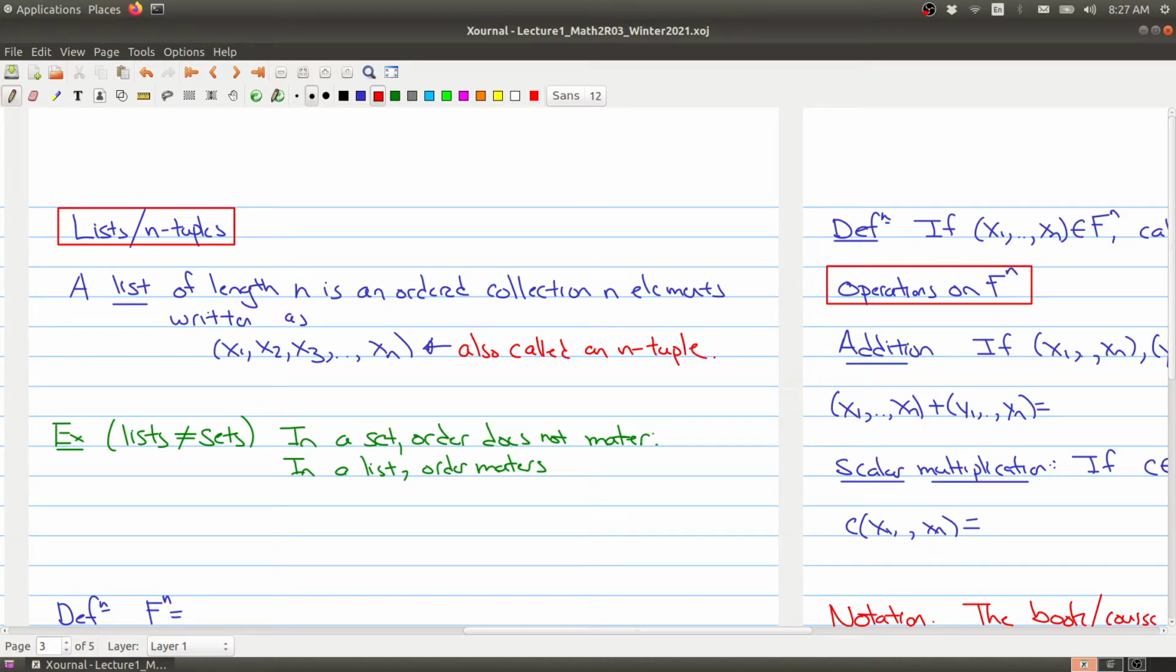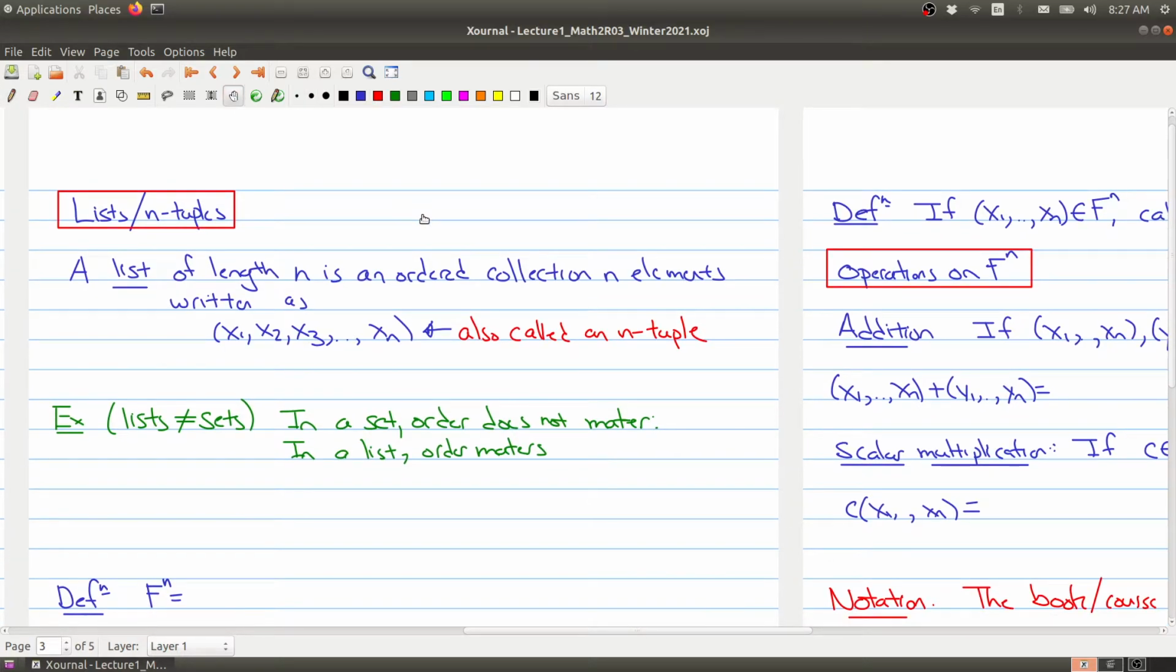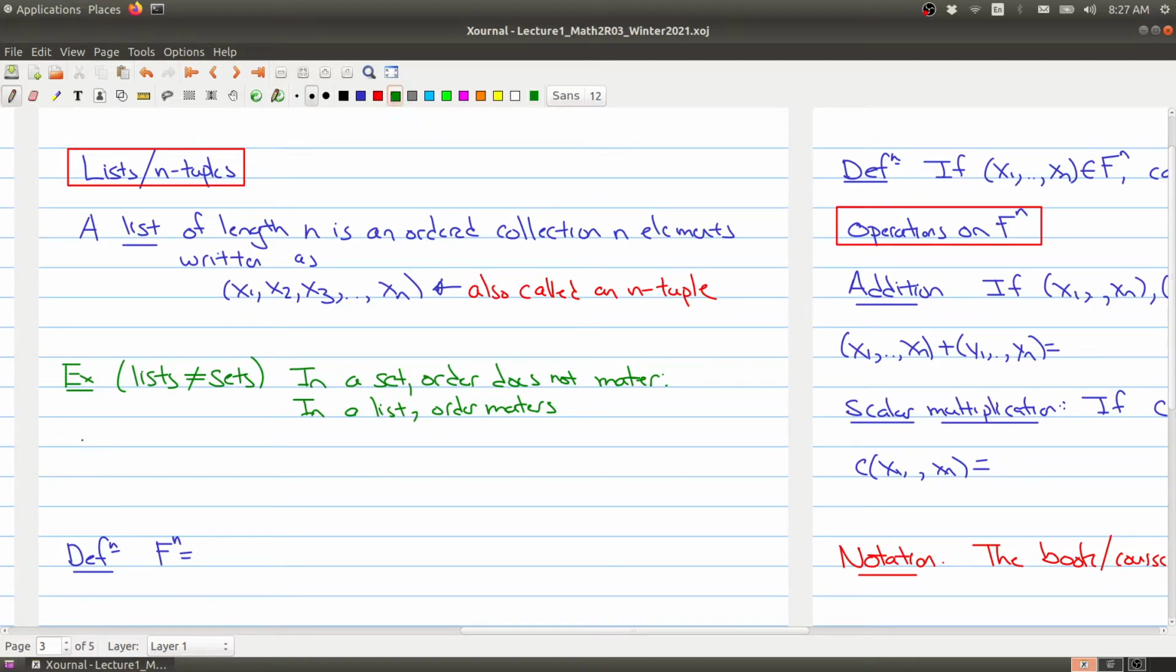Okay, and I just want to highlight that lists and sets are two different things. So a list is not equal to a set. In a set, the order does not matter, but in a list, order matters. So let me highlight this with a particular example. Remember we use curly braces to mean a set. So here I have a set, and inside of my set are three elements, 1, 2, and 3. And this set is the exact same thing as {3, 1, 2}.